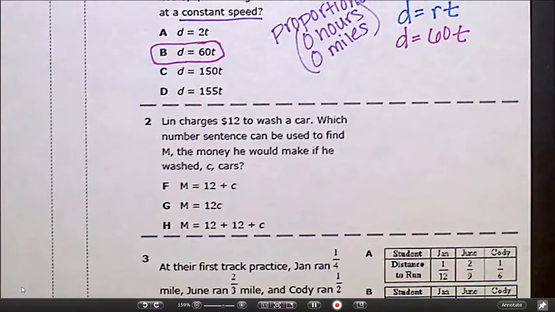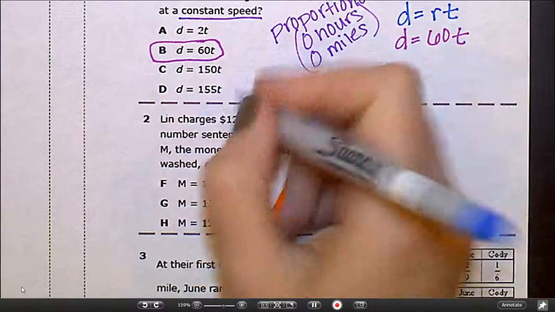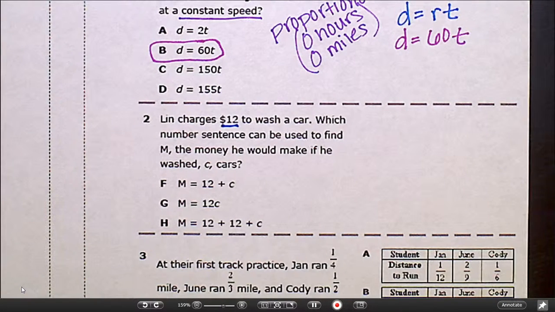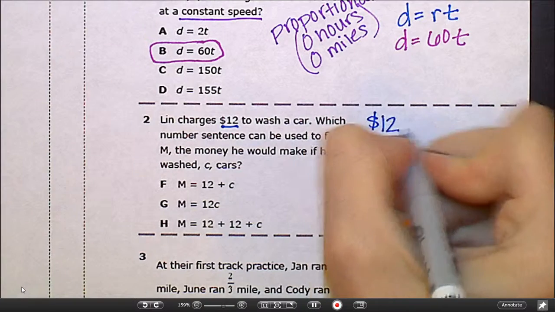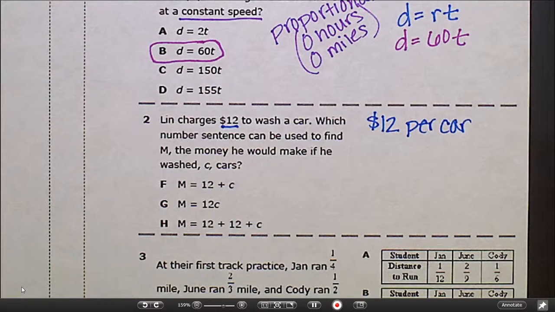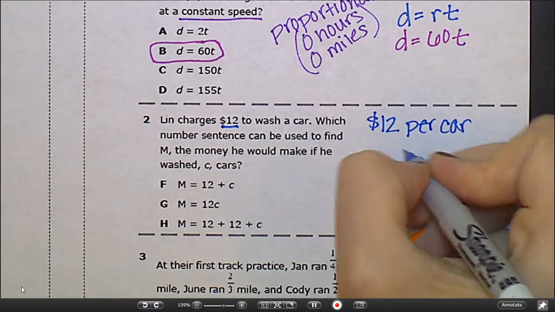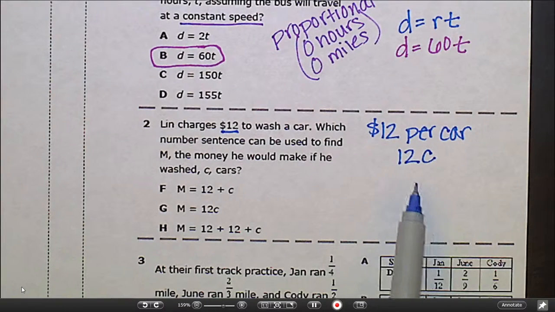Let's look now at number 2. Lynn charges $12 to wash a car. $12 for one car. Which number sentence, that's just another word for equation, can be used to find M, the money he would make if he washed C cars? So I know that it's $12 per car. That's how we would say it in English, but in math, we would write it like this, 12C, because this is 12 times the number of cars.